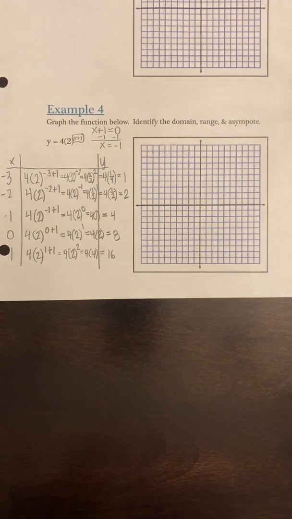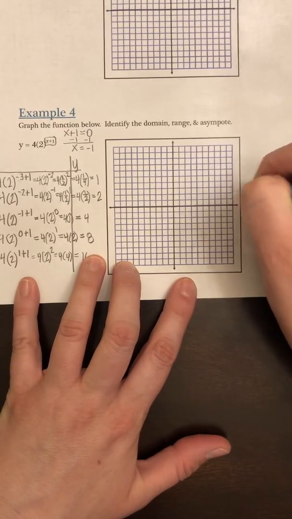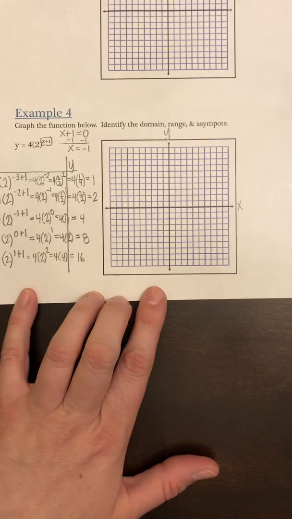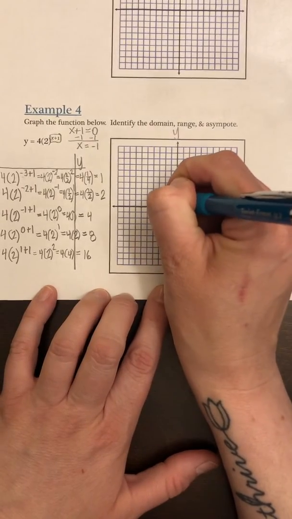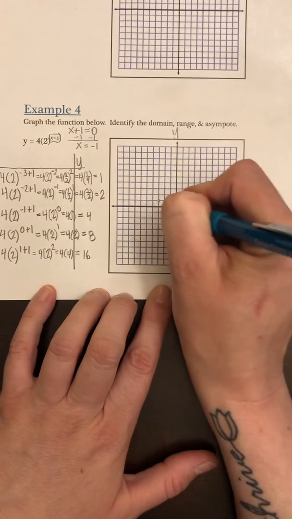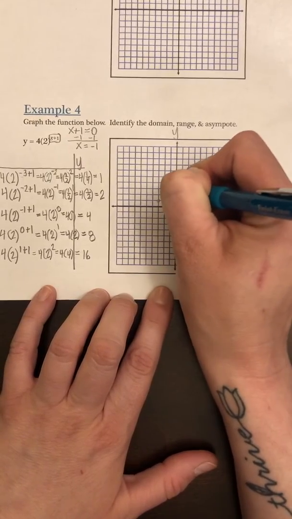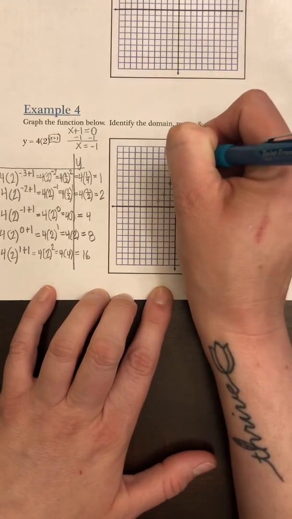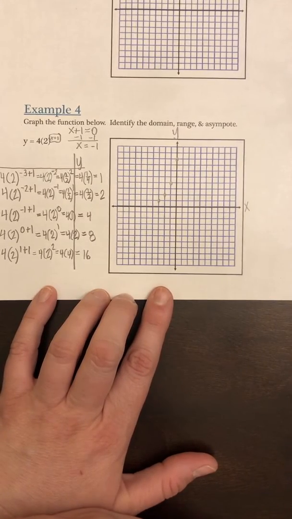All right, so my table of values is looking pretty good. I'm going to go ahead and label the x-axis and the y-axis, and then I'm going to plot my points. So I have -3, 1. Then I have -2, 2. -1, 4. 0, 8. I also have 1, 16. I don't have room for that one on my graph.